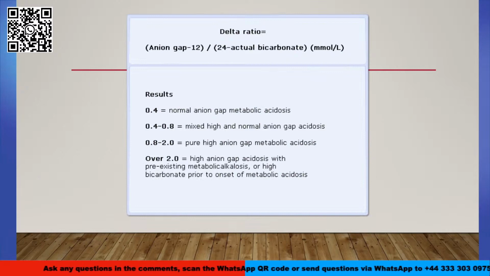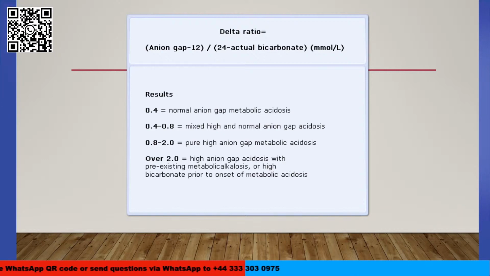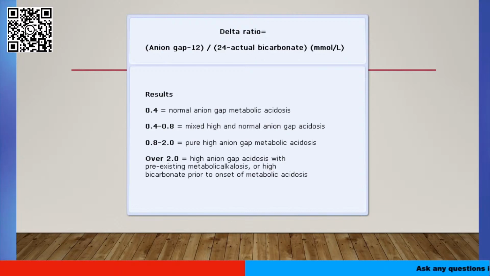that the number you get will determine whether it's likely to be a normal anion gap metabolic acidosis, a mixed high and normal anion gap acidosis, or a purely high anion gap acidosis. If you get a number greater than 2, it usually represents a high anion gap acidosis with pre-existing metabolic alkalosis, or a high bicarbonate before you started having your metabolic acidosis.